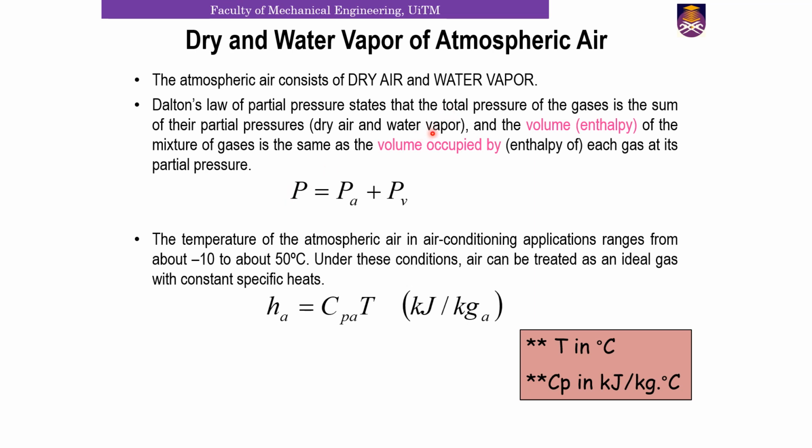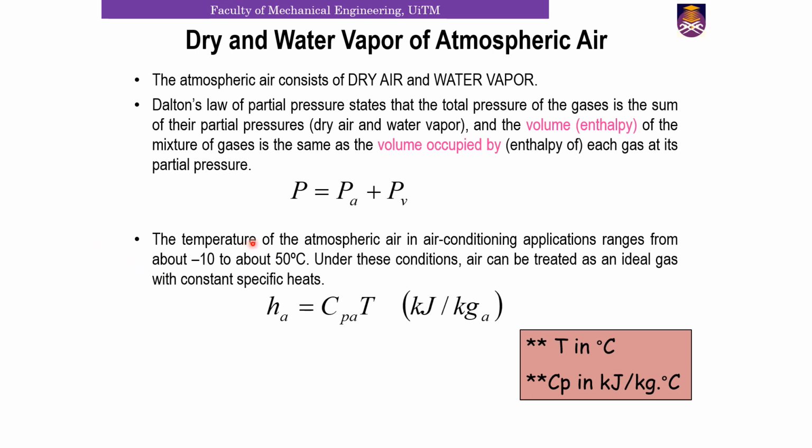The other point to be considered here is that the volume, or the enthalpy, of the mixture of gases is the same as the volume occupied, or the enthalpy, of the constituents of each gas at its partial pressure. Right? So we will see in examples how to use this formula. So bear in mind, based on Dalton's law, the total pressure of atmospheric air constitutes the partial pressure of air, dry air, plus the partial pressure of water vapor.